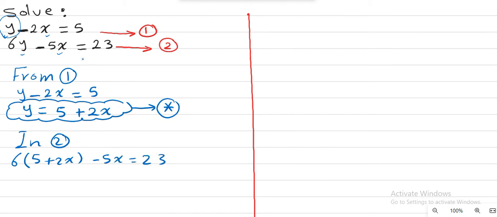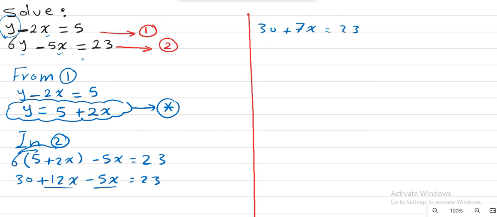Here we have one equation in one variable. We have to solve to find the value of this variable. Expand the bracket. It's 30 plus 12x minus 5x equal 23. Collect x with x, so it will be 30 plus 7x equal 23. Linear equation, so 7x equal negative 7. Divide by 7, x equal negative 1.